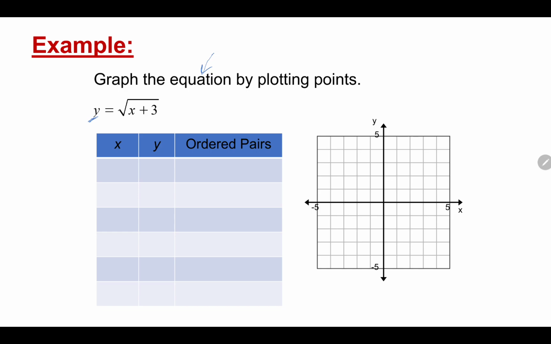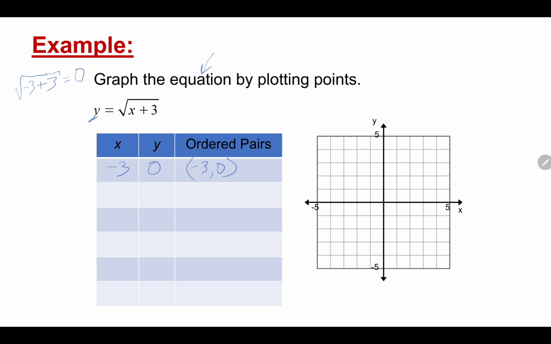I'm going to start with what I think might be the smallest x I could plug in. I know that I cannot take the square root of a negative number, so I'm going to plug in -3. That would give me the square root of -3 plus 3, and -3 plus 3 is 0. The square root of 0 is 0, so that equals 0. I'll write that as an ordered pair, (-3, 0).